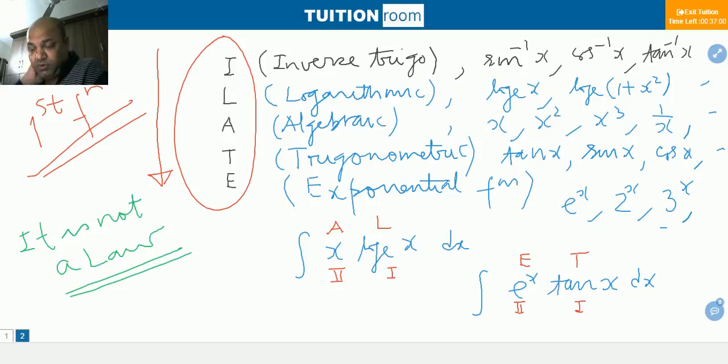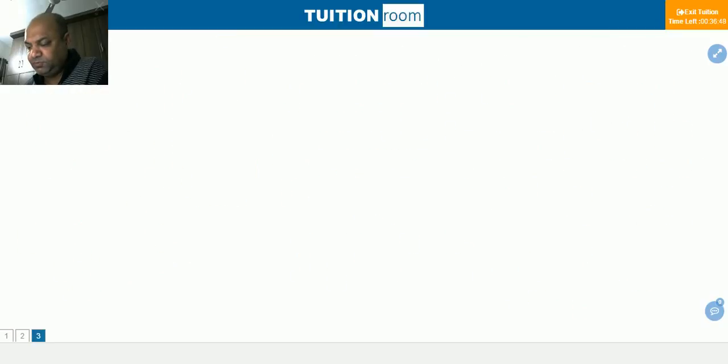I'm going to erase this again. ILATE, and this is A to T. This is the first function, this is the second function. Whichever lies first from the top will be the first function, this is the second function. Now we will apply the rule.